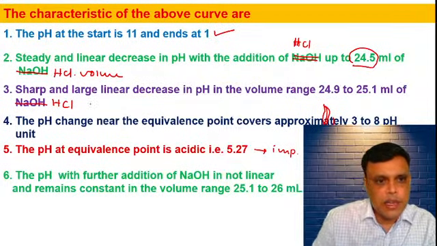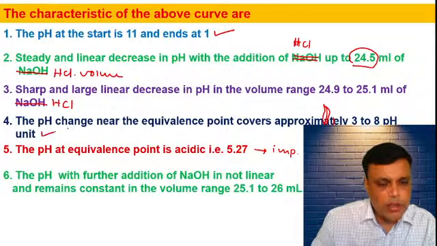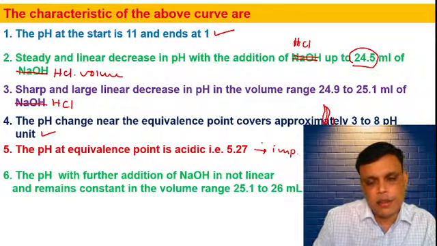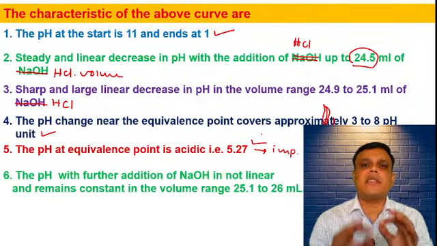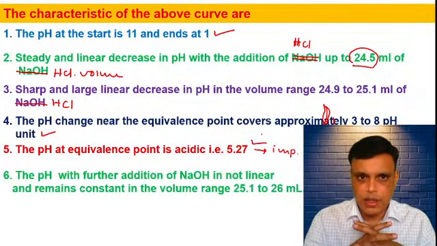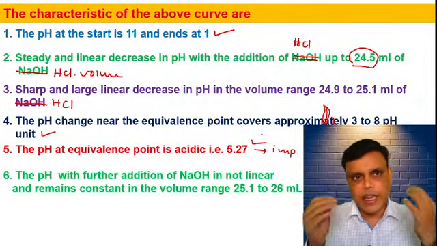Then the characteristic point number 4 is also very important, and characteristic number 5. These three characteristics, at least these three characteristics you have to write. Which characteristic for any titration?